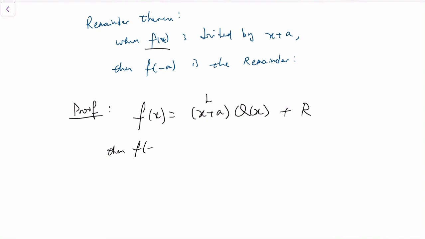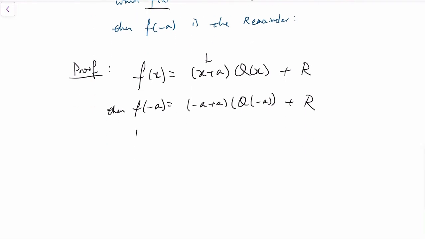Then if we substitute negative a into x on the left-hand side, we substitute into the right-hand side as well. We'll have negative a plus a times q(-a) plus r. Again, r is just a number that does not depend on x, so no matter what you sub into x, r is just r. And minus a plus a is 0. 0 times anything is 0. So it turns out f(-a) gives you the remainder. That's why we have the remainder theorem.